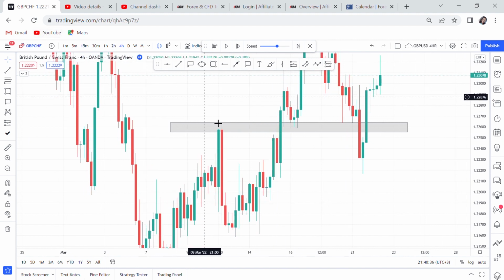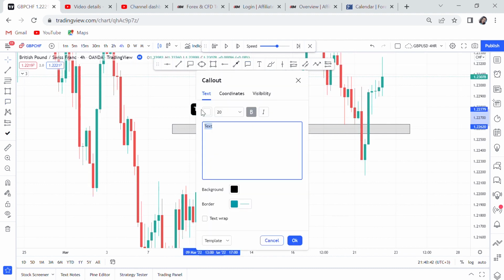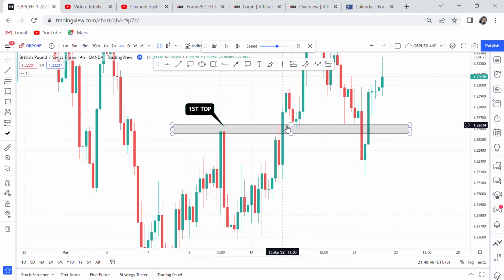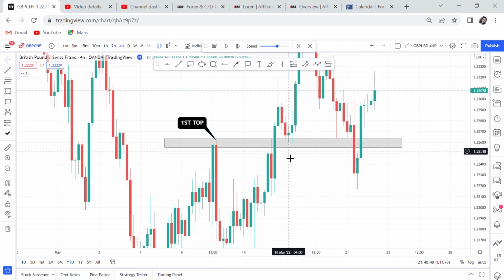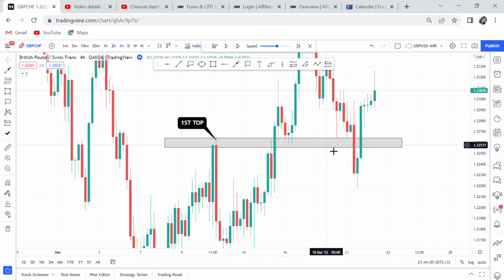I can even write for you here. You are anticipating, you had already the first top, and now we are anticipating the second top so that we can call it a double top. If the candle breaks with the body, you can see the candle has broken with the body. This big candle has broken with the body. So automatically the double top is invalidated because of that.